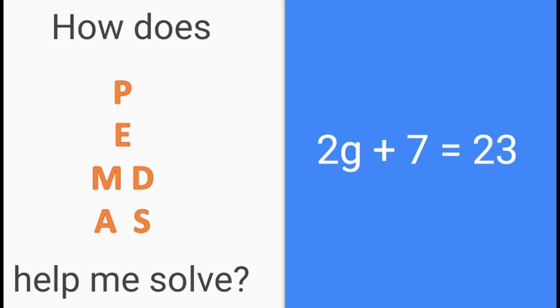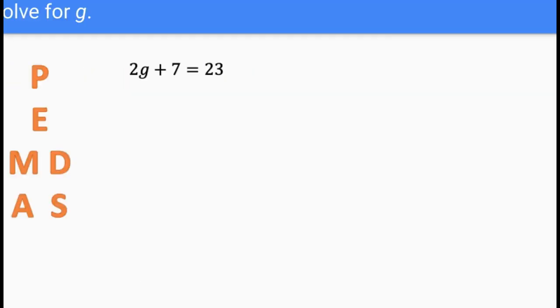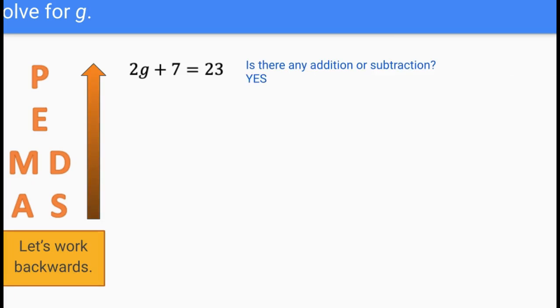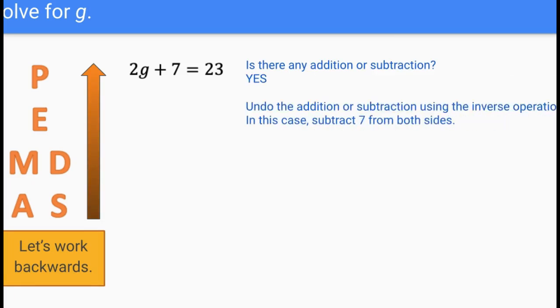Looking at this, using inverse operation. Are there parentheses? No, there's not any parentheses. There's no exponents here, but there's subtraction that needs to take place. So we got the plus 7. We want to get rid of that by subtracting 7 on both sides. That's going to give you 23 minus 7, which is 16.